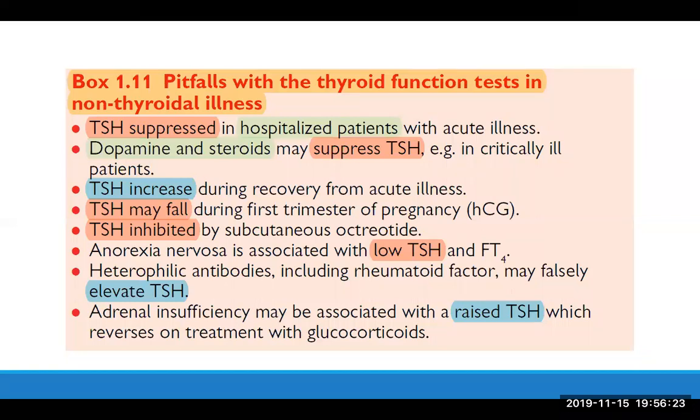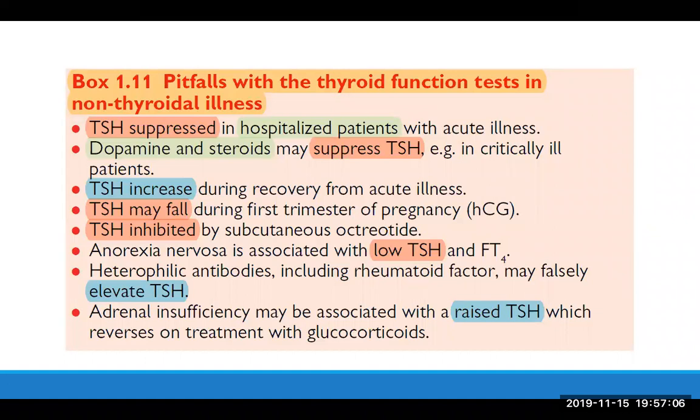Another important one is heterophile antibody. Heterophile antibody will cause a mild elevation of TSH, and also can cause mild elevation of FT4. But actually, FT3 will be normal with heterophile antibody. Also, it may affect other laboratory testing. Adrenal insufficiency may be associated with raised TSH.